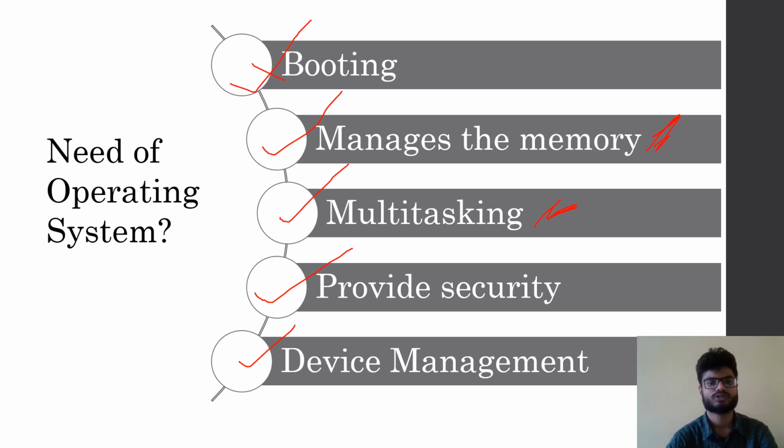Fourth, provides security. Security is also a very important thing, because no one wants their privacy to leak. So the operating system ensures that your data will be safe inside the computer. Fifth, device management. Device management means it checks whether everything is okay or not at every time. Like it checks the drivers. A driver is nothing but a set of files which tells the computer how a particular component, like mouse or keyboard, will interact with the operating system. So the operating system also checks that.